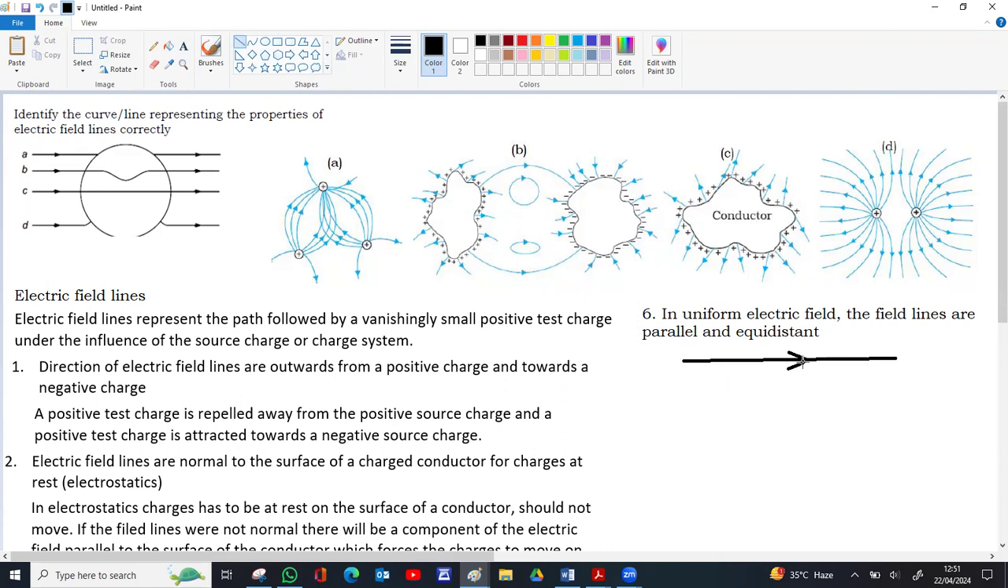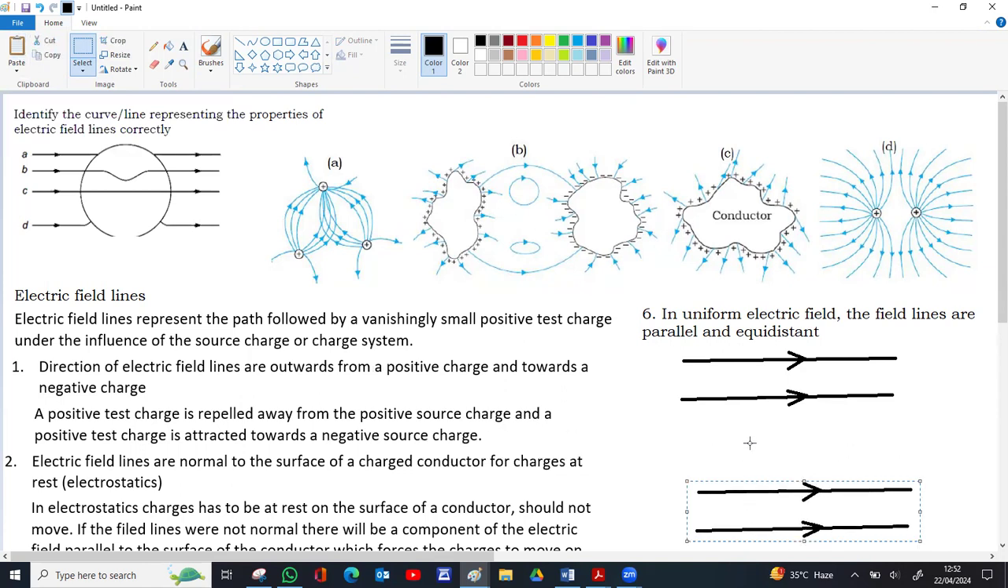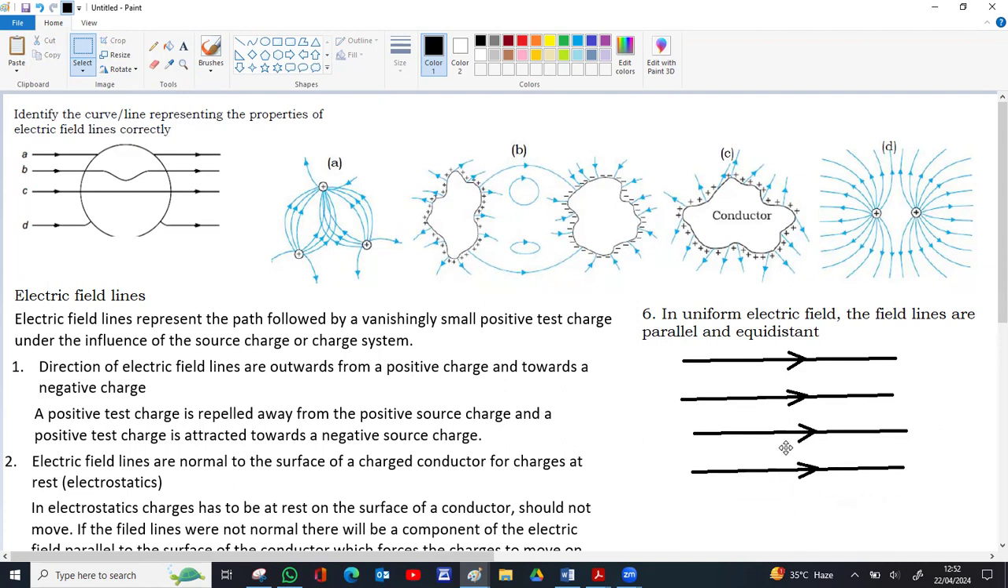So this is one field line. The second field line has to be parallel to that. Even the third and fourth, however many field lines we have, all these field lines have to be parallel. It cannot be like this. Now the gap is different. It's not a uniform field. So if you draw all the field lines parallel and equal, this is called a uniform field.